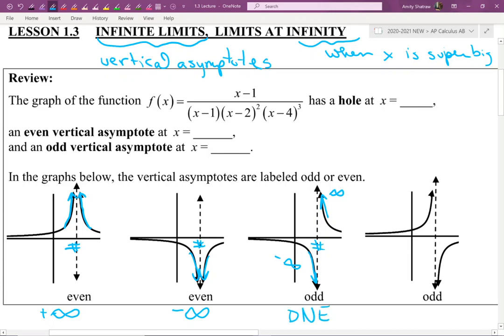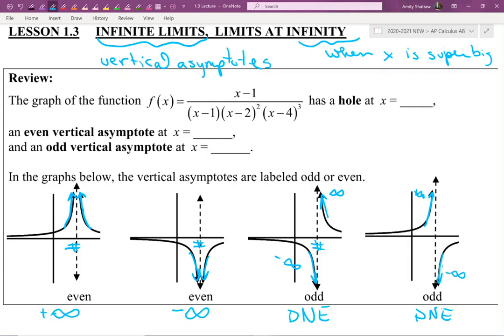So we write does not exist. And right here we say that this does not exist either. This side is going to positive infinity, that side is going to negative infinity, so this one does not exist. Okay, so we're just trying to decide which situation we are in when we look at any given function.